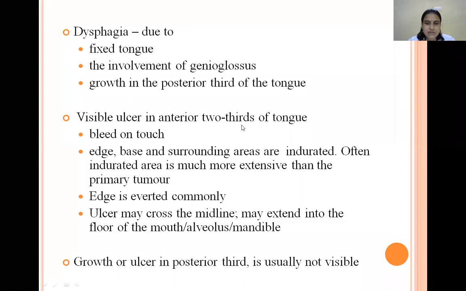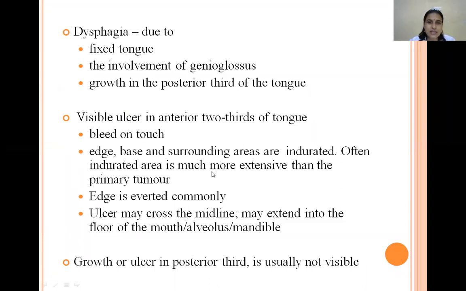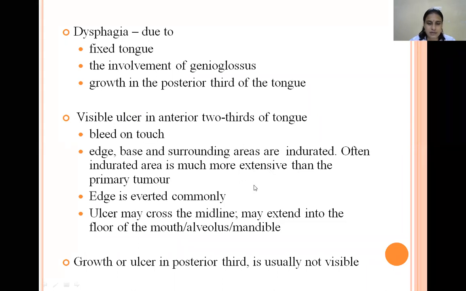Next, in the anterior two-thirds of the tongue, the visible ulcer has the following features. It bleeds on touch. The edge is usually everted. The base and surrounding areas are indurated, which are classical features of carcinomatous ulcers. This indurated area is often extensive, sometimes more than the primary tumor area.